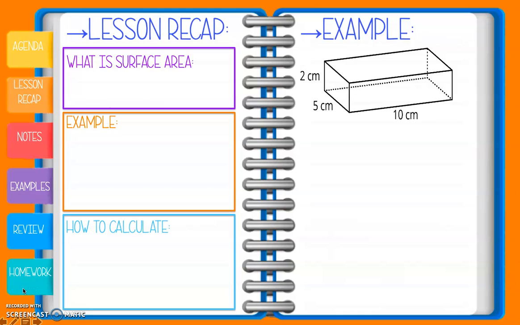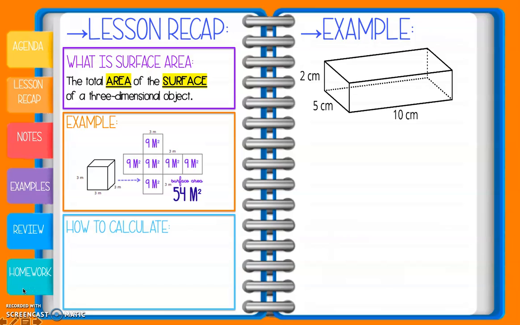So what is surface area? Surface area is the total area of the surface of a three-dimensional object. So it's like the outside. It's like if you were wrapping a present, you would be covering the surface area. If you were painting the outside of a house, you would be covering the surface area. It's any area that is on the outside of the surface.